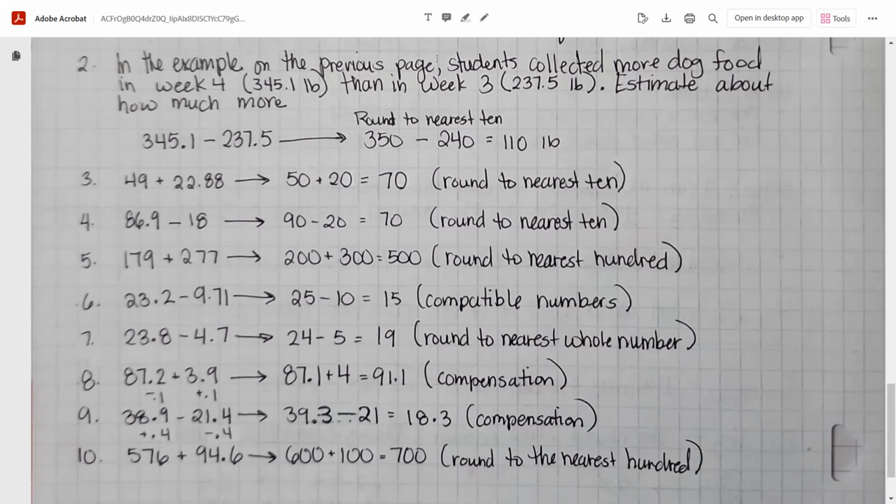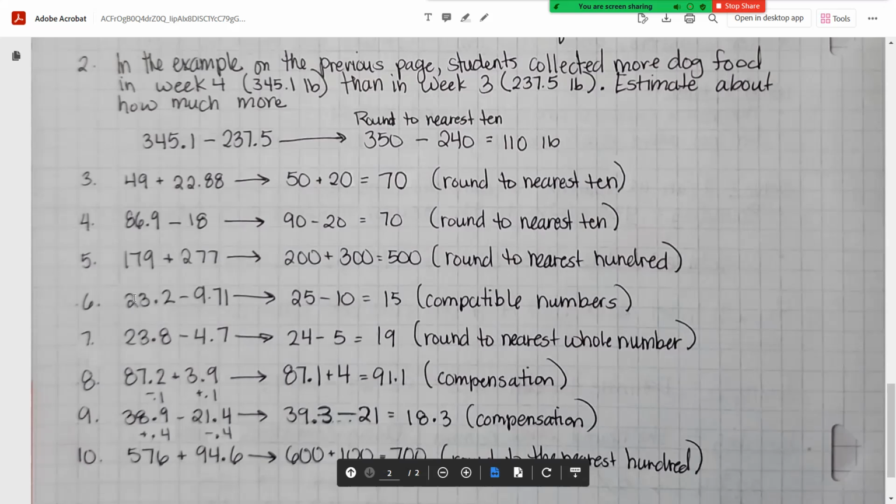Number 5 is 179 plus 277. I'm going to round to the nearest hundreds place. The 179 becomes 200. 277 becomes 300. 200 plus 300 leaves me with about 500. Number 6, we have 23 and 2/10 minus 9 and 71 hundredths. The 23, I'm going to pick compatible numbers for this. I'm going to make that a 25. The 9 and 71 hundredths, I'm going to make into just 10. 25 minus 10 is 15.